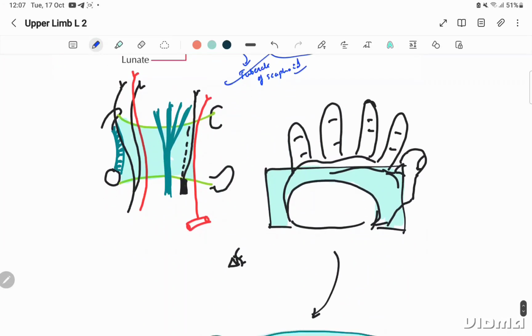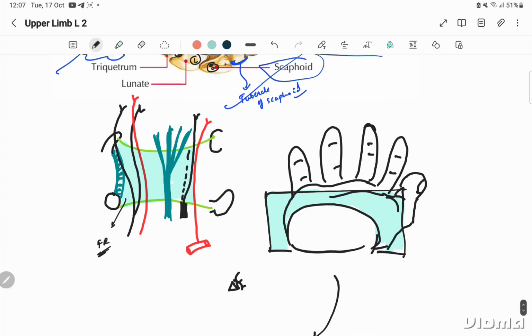So let's see in the diagram here. So this blue structure is the flexor retinaculum, and we have the projections. Let's label them. This is the hook of hamate. This is the pisiform bone. This is the crest of trapezium, and this is the tubercle of scaphoid.